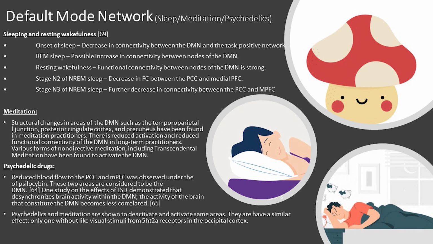Then in stage N2 of REM sleep, decrease in functional connectivity between the posterior cingulate cortex and the medial prefrontal cortex. And then in stage 3 of REM sleep, further decrease in connectivity between the posterior cingulate cortex and the medial prefrontal cortex. In meditation, there were found to be structural changes in areas of the DMN, as we know already.